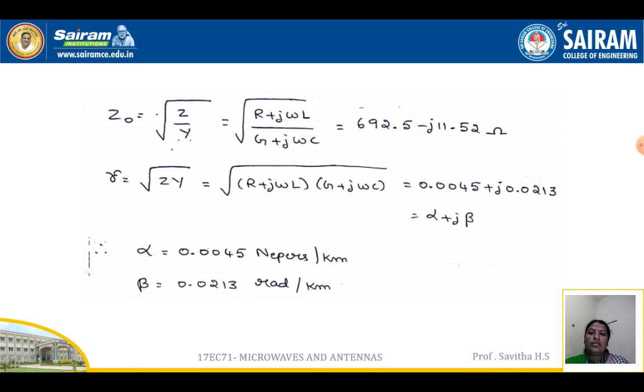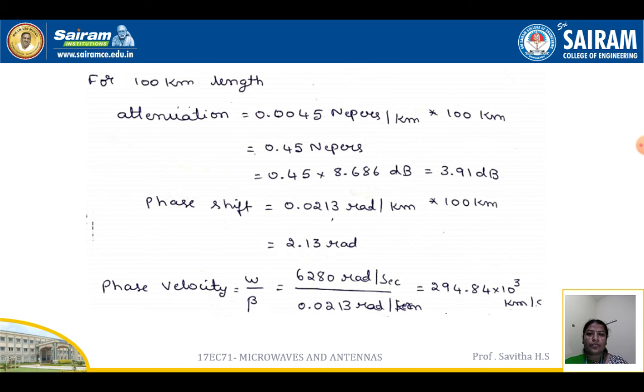And propagation constant gamma is equal to square root of Z into Y, that is R plus j omega L into G plus j omega C. Since all the parameters are given, again substituting the values, I'll get 0.045 plus j 0.0213. So alpha is equal to 0.0045 nepers per kilometer and beta is equal to 0.0213.